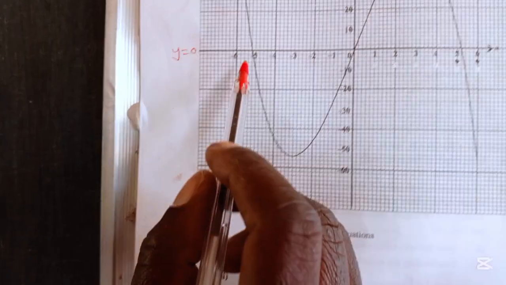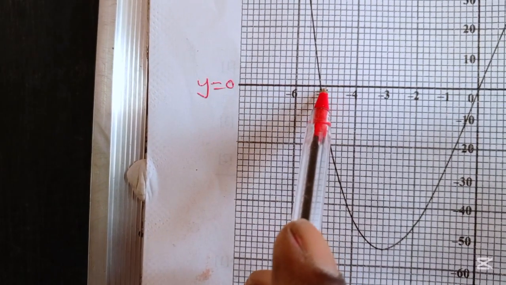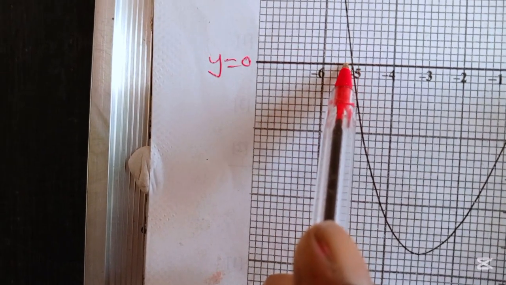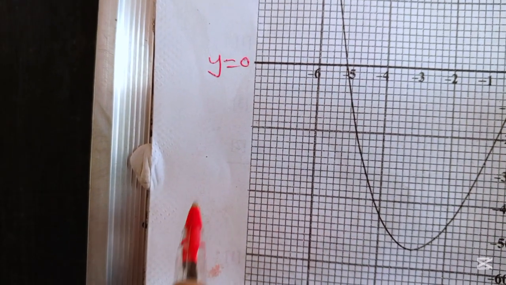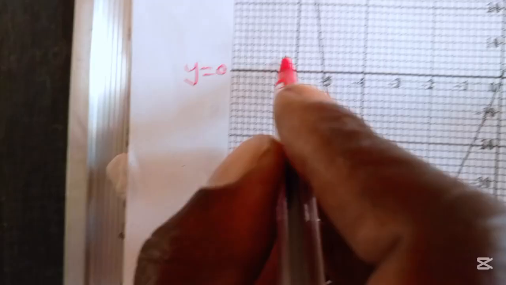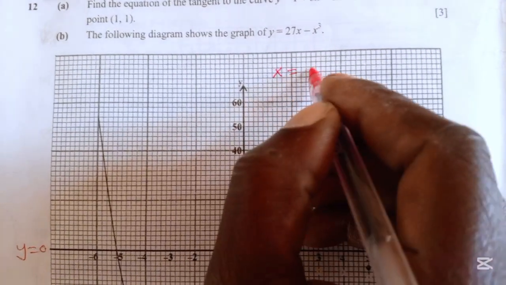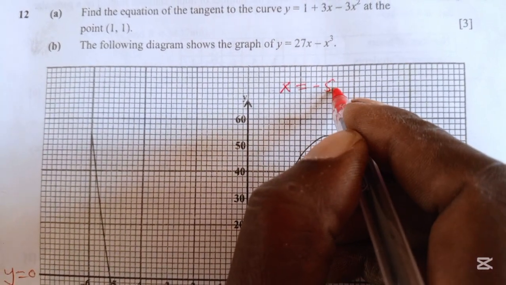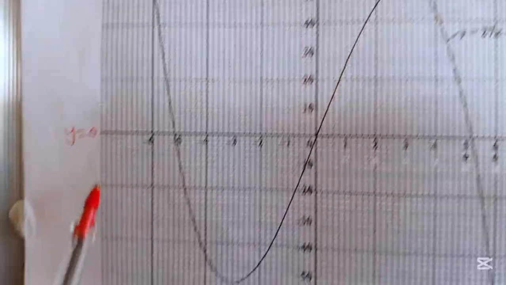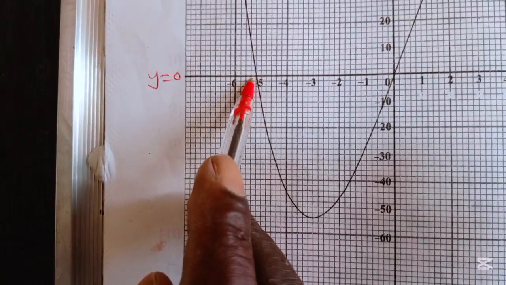You can see that it is along this one, about 5. Negative numbers increase to my left. So I'm saying the first value of x, let me write it here, is x equals negative 5.2. So the first value of x is negative 5.2, somewhere there.